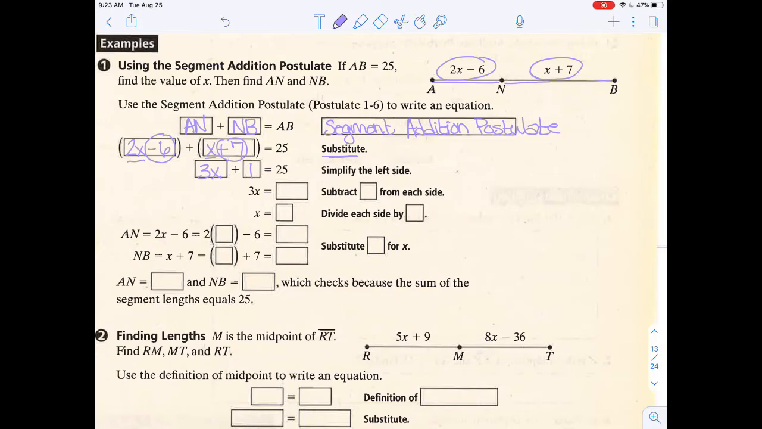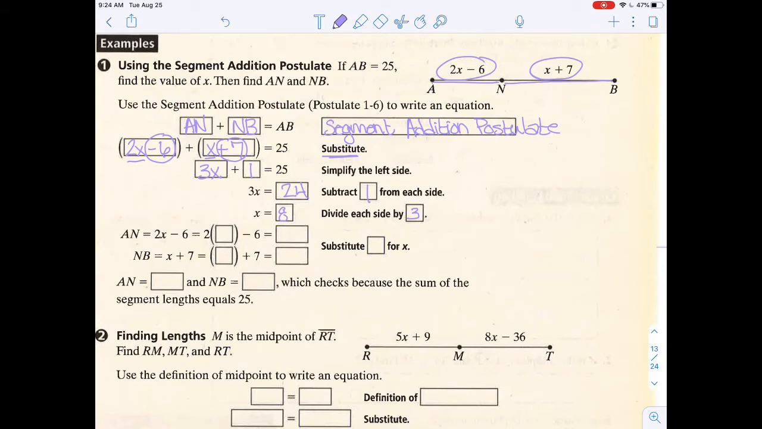We simplified. Okay, now we want to get 3x by itself, so we subtract the 1 over. 25 minus 1 is 24. We subtracted 1 from each side to get rid of it. Then if you divide by 3, 24 divided by 3 is 8. And we divided by 3 on each side of the equal sign. Okay, we know x is 8.